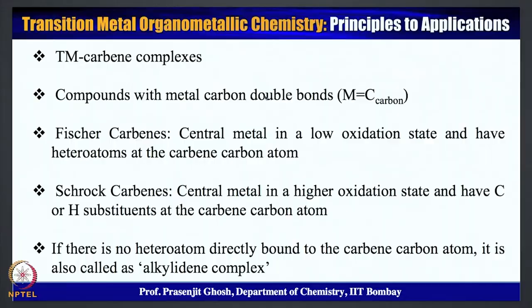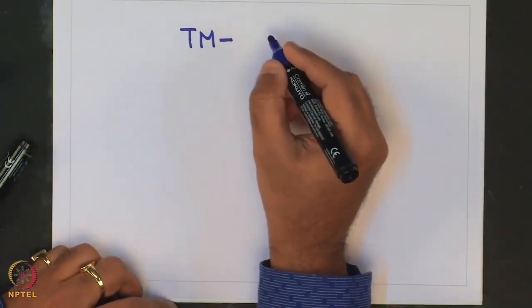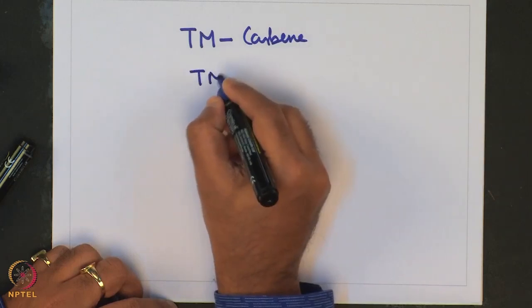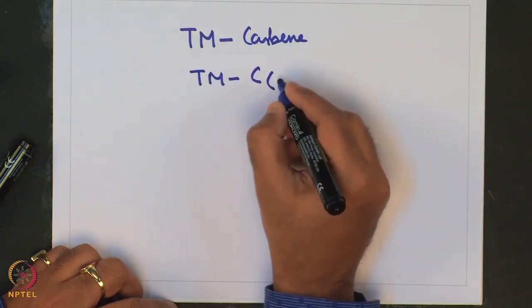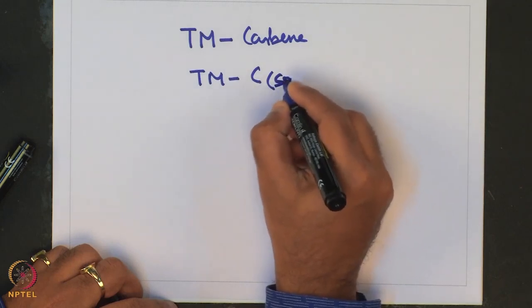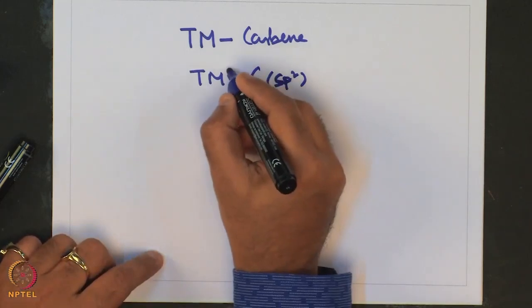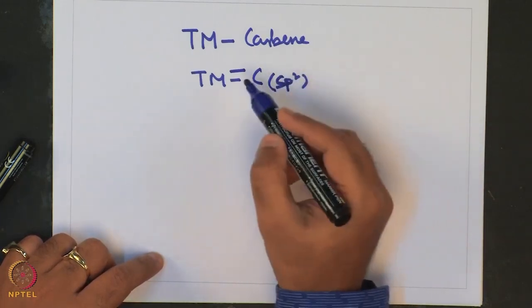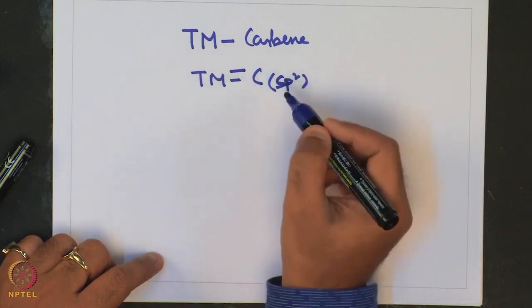So with this we will draw a conclusion on our discussion of transition metal alkyne complexes, which was transition metal bound to a carbon center having sp hybridization, and then we move on to a very exciting chemistry, which is transition metal carbene complexes. Transition metal carbene complexes are of interest in contemporary times, where the transition metal is bound to an sp2 center and also is multiply bonded with the carbon. So these contain two kinds of bonds that the transition metal makes with the sp2 carbon.